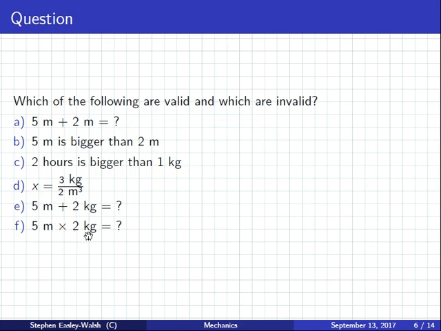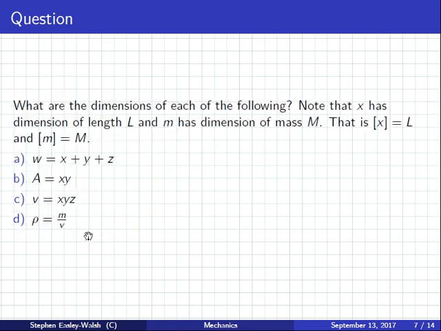That's okay. Alright, so you get the basic idea. Good, okay. Right, now we'll get a little bit harder. I want to know what are the dimensions of each of the following. I tell you that X has dimension of length and M has dimension of mass. That is, the dimension of X is L and the dimension of M is big M. So X is a length and M is a mass.